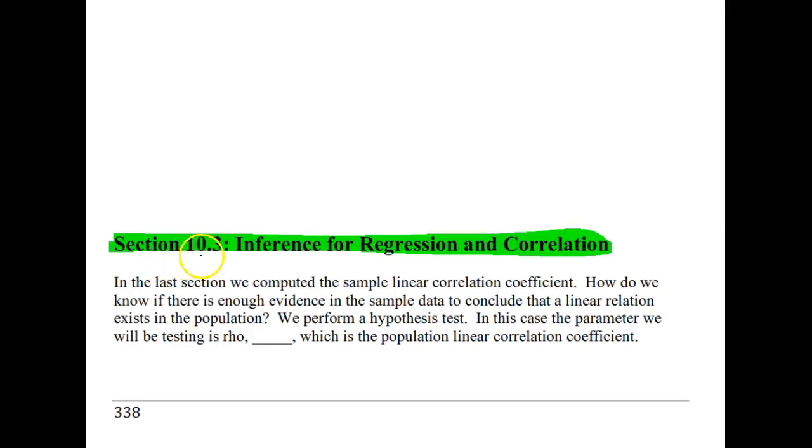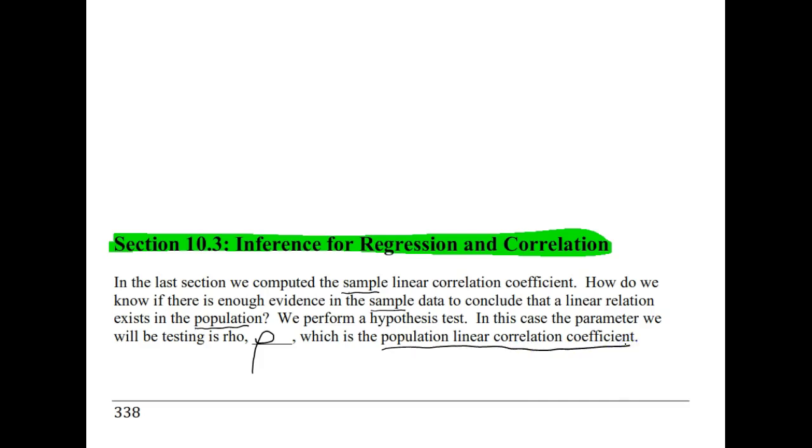So section 10.3, inference for regression and correlation. In the last section, we computed the sample linear correlation coefficient. So how do we know if there's enough evidence in the sample data to conclude that a linear relationship exists in the entire population? To answer that, we always perform a hypothesis test. And in this case, the parameter we will be testing is rho, which in the last section we learned is the symbol for the population linear correlation coefficient.